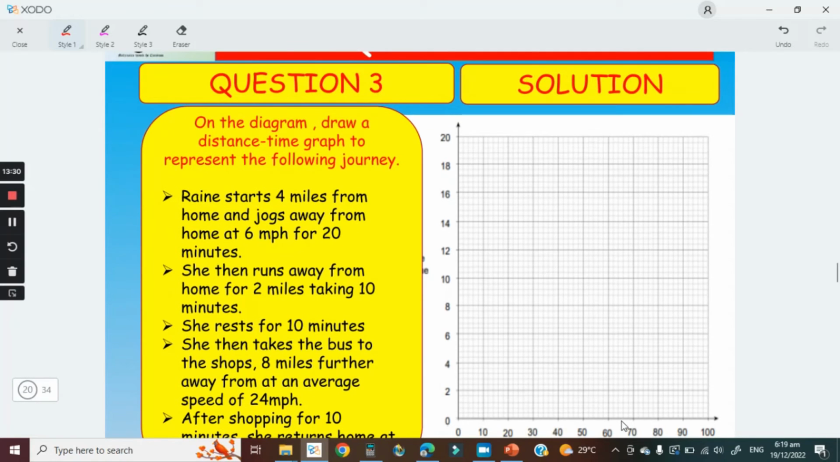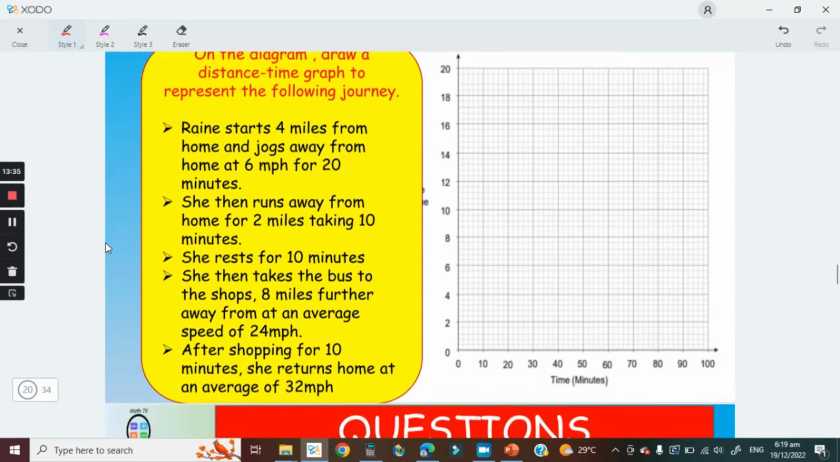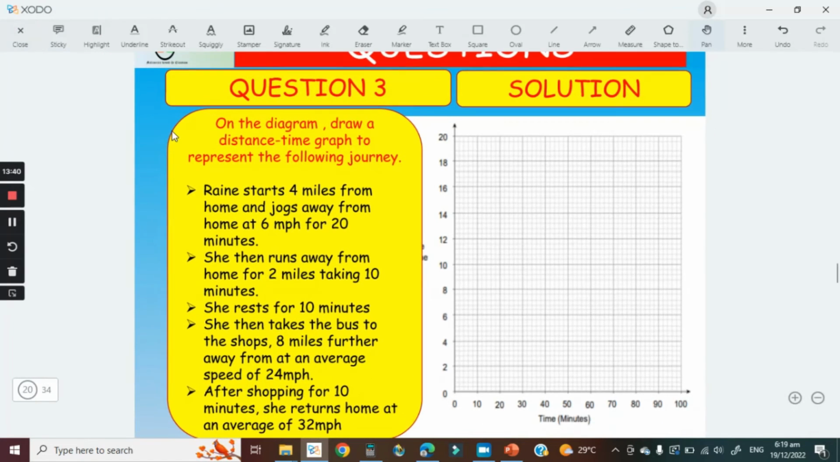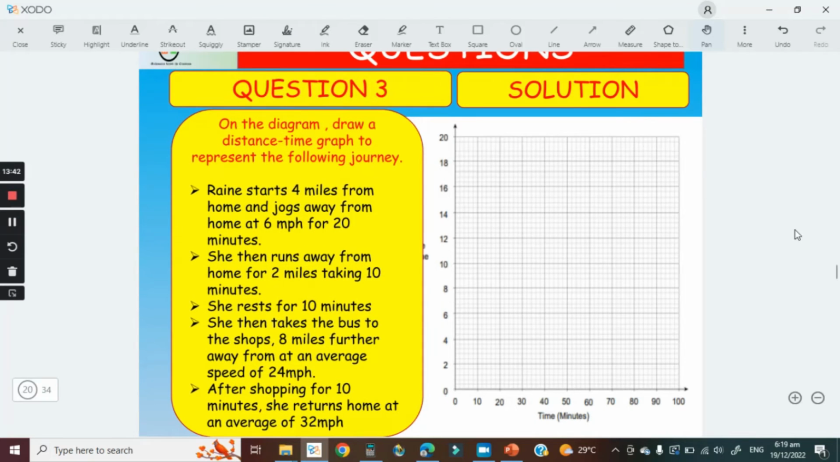Now, question 3. Question 3 seems interesting. Another distance time graph. So notice we're doing a lot of distance time graph questions first, all right? No problem. So this distance time graph, it says, on the diagram, draw a distance time graph to represent the information. Rain starts 4 miles from home. So notice she doesn't start at home, she starts what? 4 miles from home and jogs away at 6 miles per hour for 20 minutes.